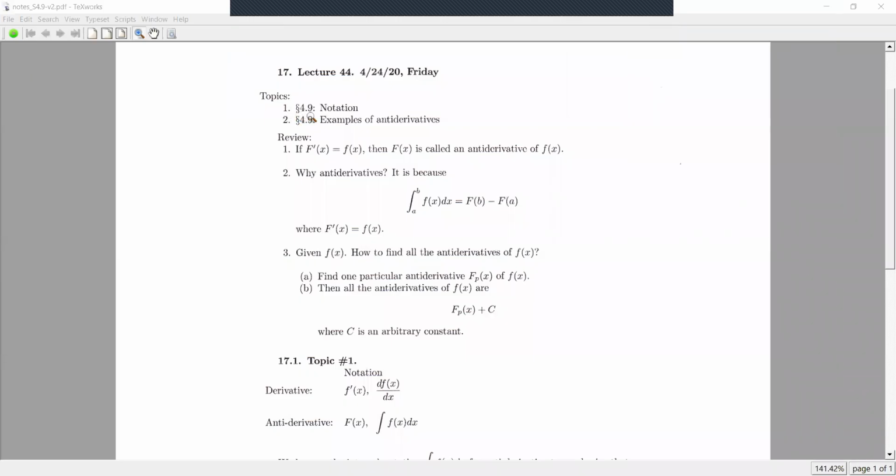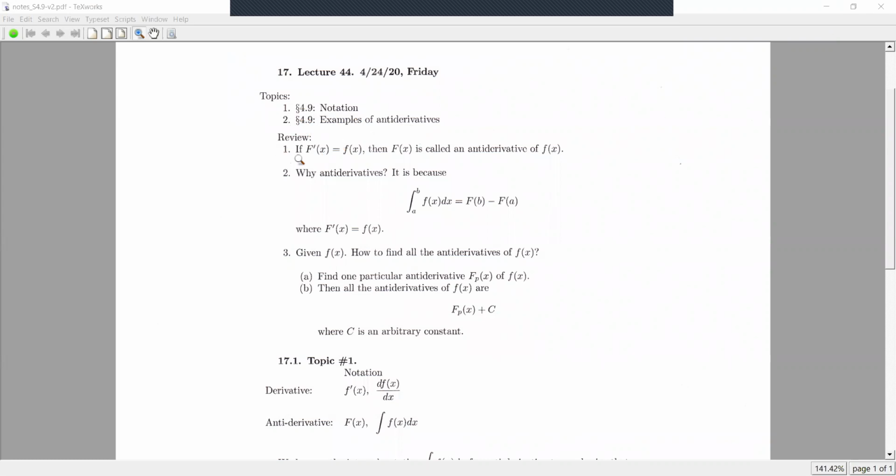Section 4.9, anti-derivatives. Two topics today. Topic 1, the notation for an anti-derivative. Topic 2, examples of anti-derivatives. Have a review first.